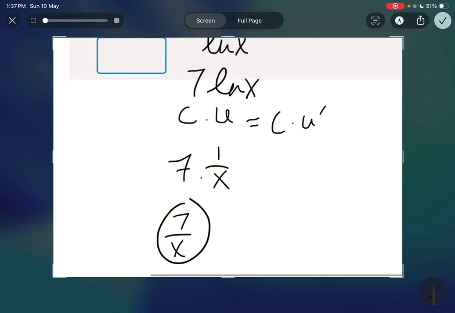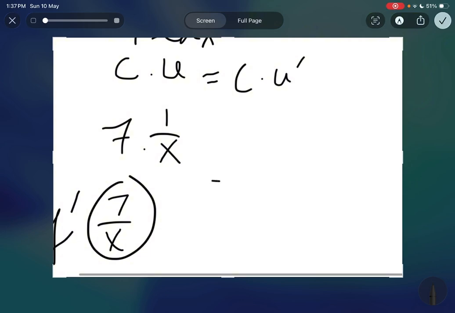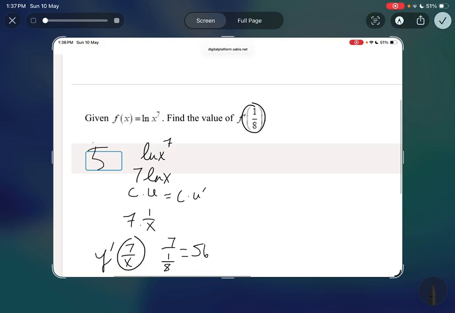You found y prime. Now they wanted 1 over 8. Replace x as 1 over 8. So it's 7 over 1 over 8, which will be equal to 56. And that's your final answer, 56. Okay?